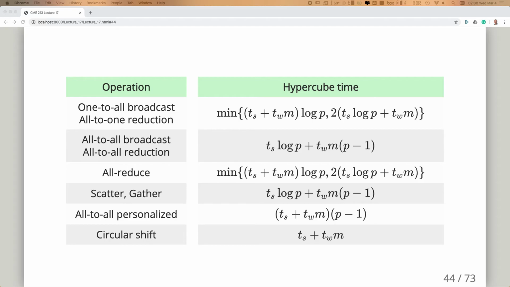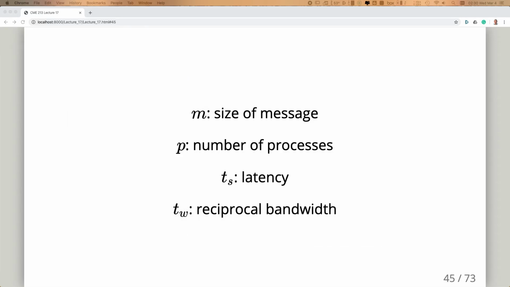So anyway, for us, these are maybe technical details. We just want to use the formula. So in the homework, it's given to you. So these are the notations in the table. M is the size of the message in bytes. P is the number of processes.